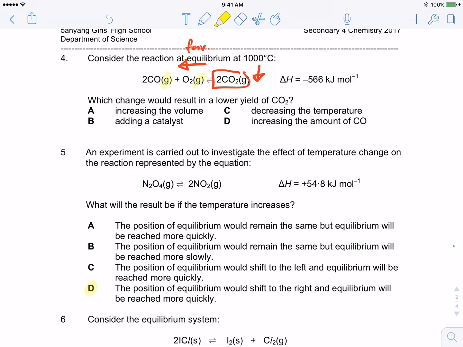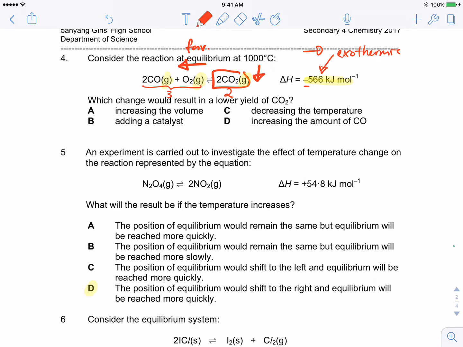Again, they are all gaseous, so pressure is a factor, and they give you delta H, so you know temperature is a factor. On the left hand side there are 3 moles, right hand side 2 moles. Delta H is negative, so this is exothermic. The forward reaction is exothermic. Which change will result in a lower yield? I want to favor the backward reaction. I want to favor the side with more number of moles of gas.